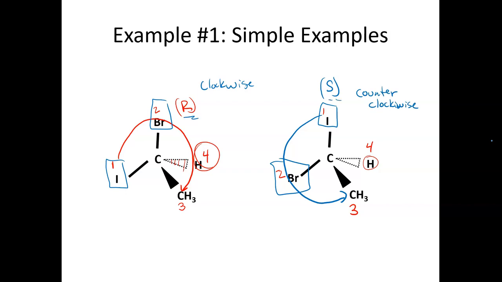And all we have to do is swap 2 of these groups, and then we actually change that from an R to an S. So it's as simple as doing that. That's going to be an important idea moving forward when we have things that maybe are not set up as easily to name them.